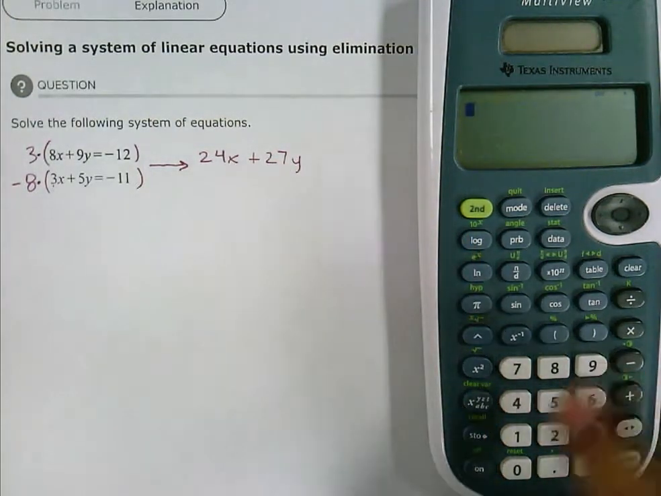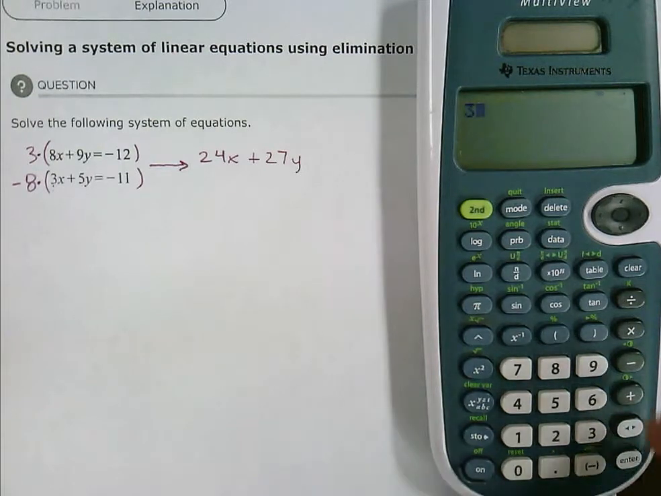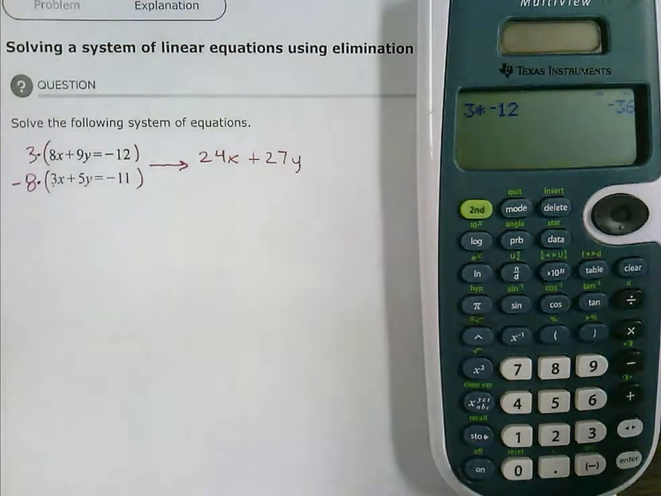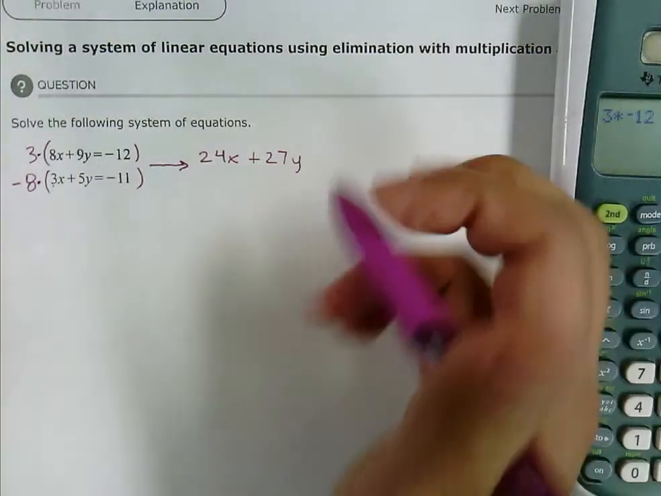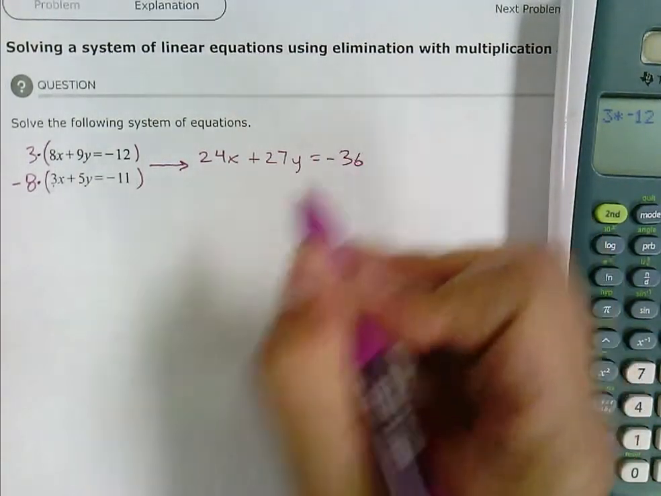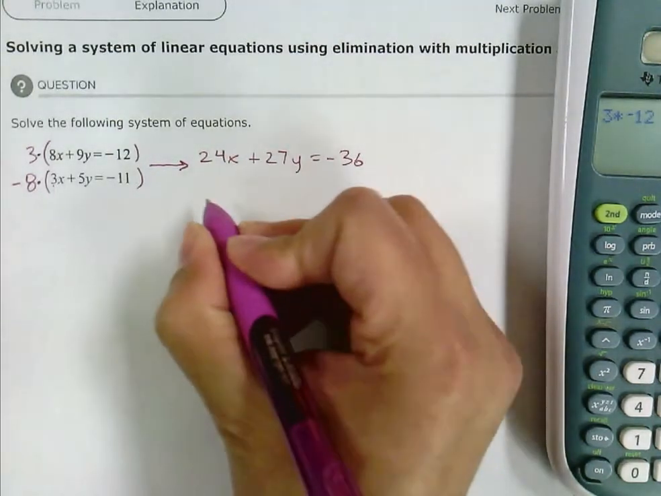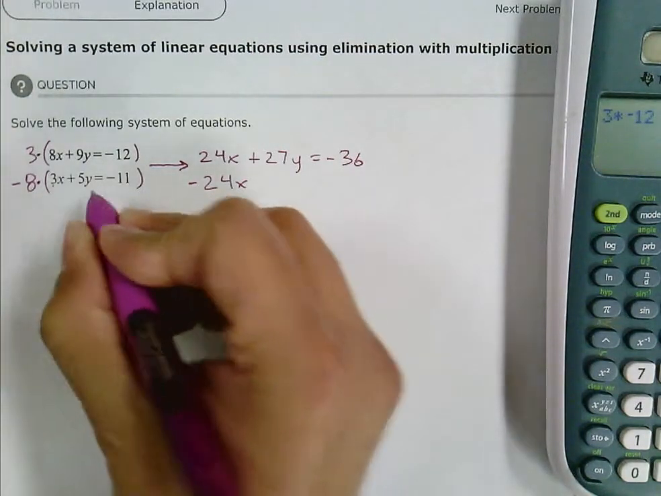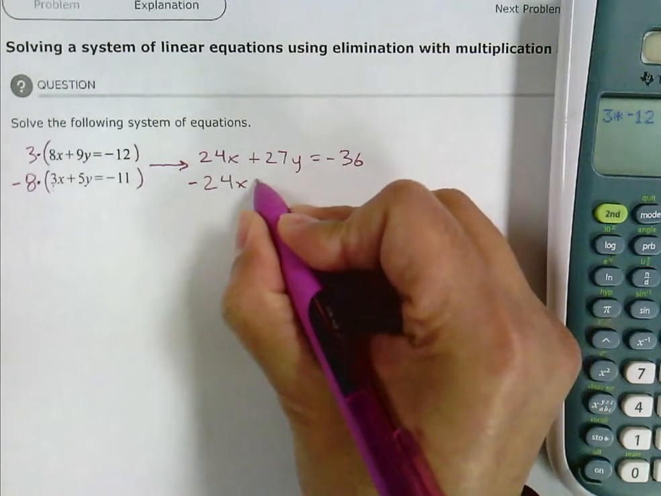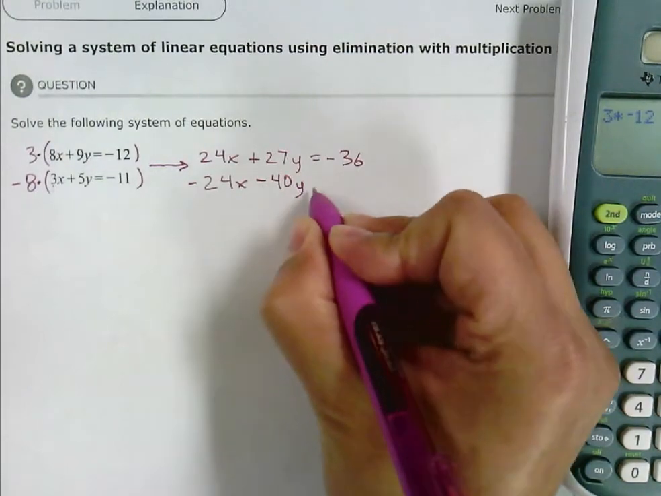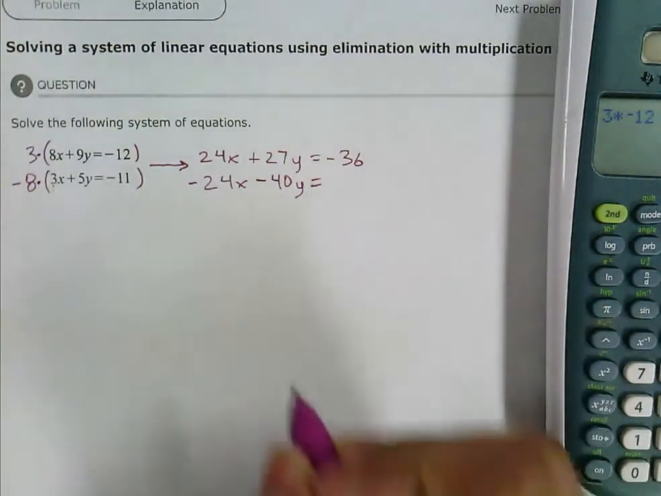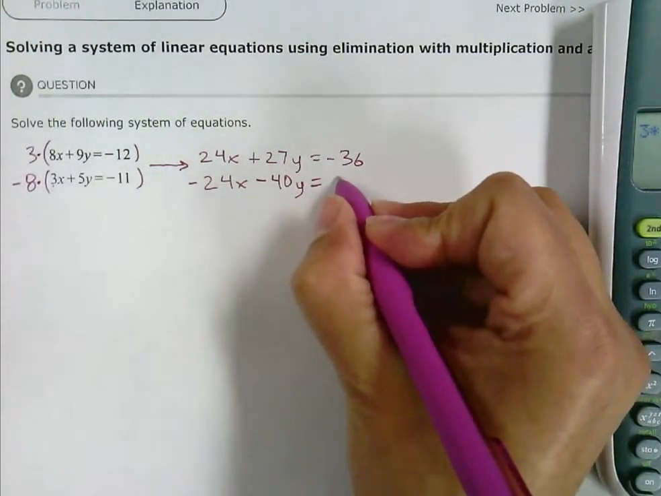27y. Again, if you were struggling with those integers, remember you can multiply 3 by negative 12, where the negative is the sign right next to the enter, and you get negative 36. So we get negative 36 here. Now for the second equation, negative 8 times 3, negative 24, that's negative 24x. Negative 8 times 5y is a negative 40y, and negative 8 times negative 11, again, if you need a double check on the calculator, you can. That is positive 88.